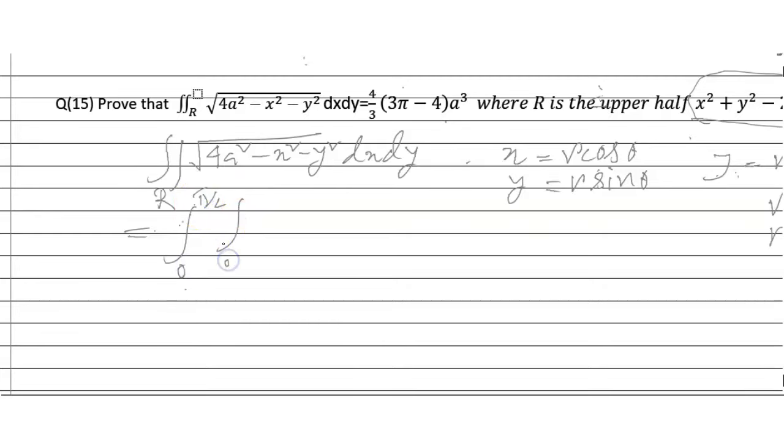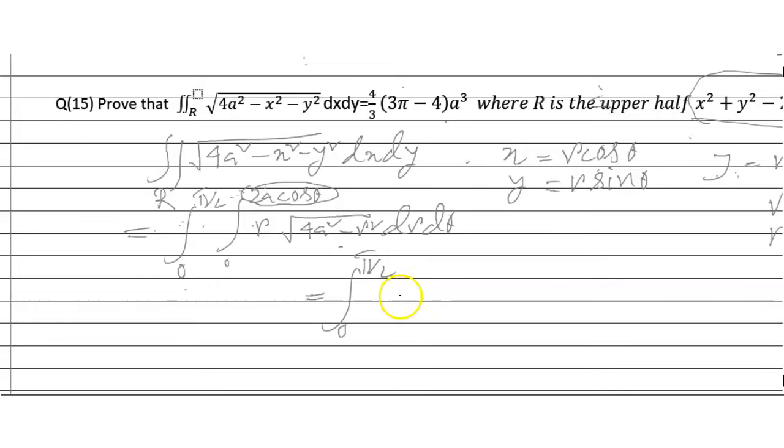0 to pi by 2, into 0 to 2a cos theta, r into root over 4a squared minus r squared dr d theta. Very simple. After that, I put 0 to pi by 2 as it is the domain. The limit is based on theta, so I cannot do the d theta integral first. R is dependent on theta.